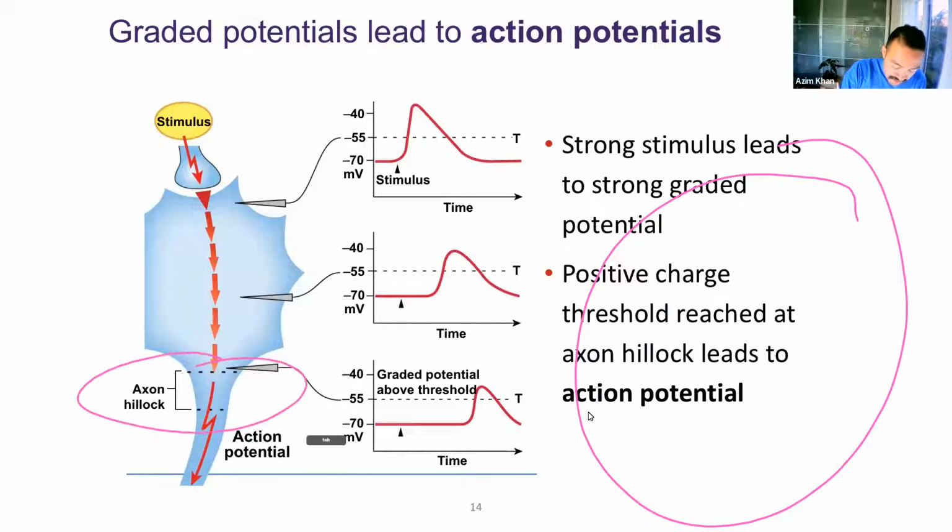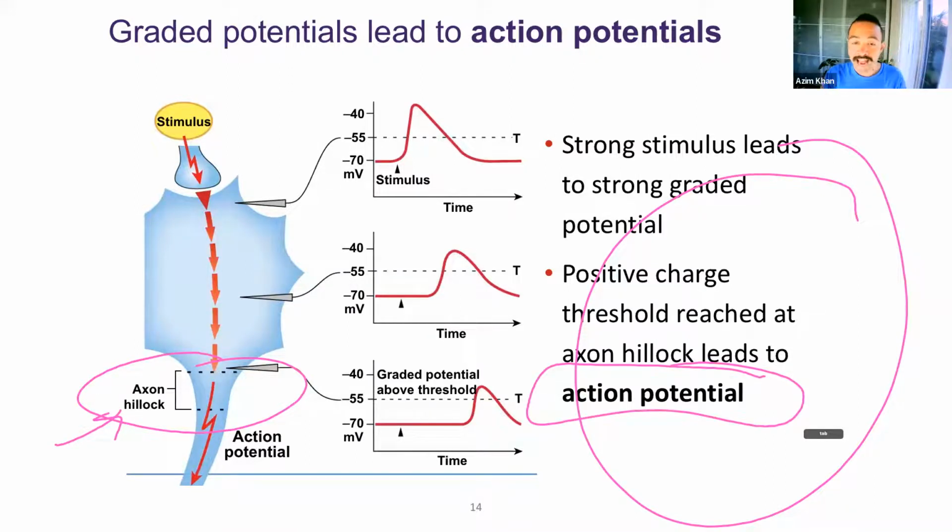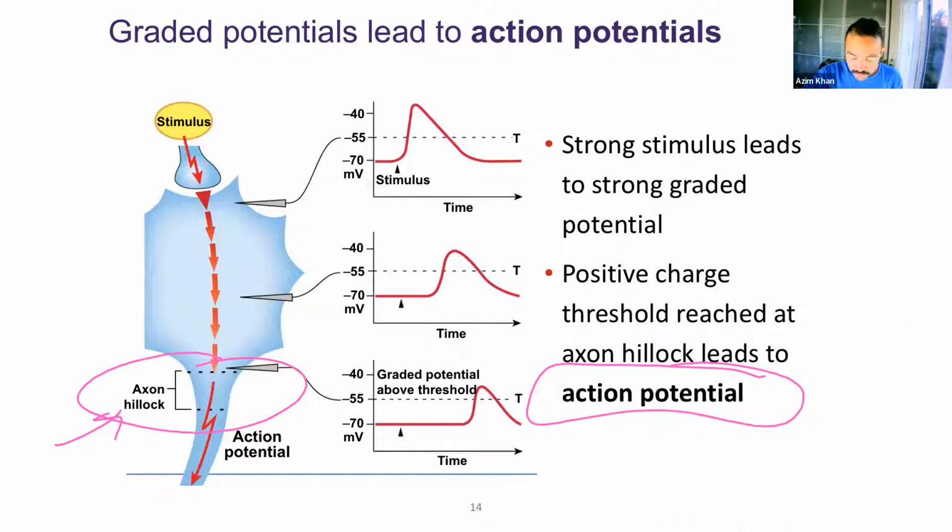If we reach that threshold, our decision point, our integration center, the axon hillock, if we hit that strong enough, then we can reach what we call an action potential. So we go from a graded potential to an action potential. An action potential is all or none. It either happens or it doesn't.